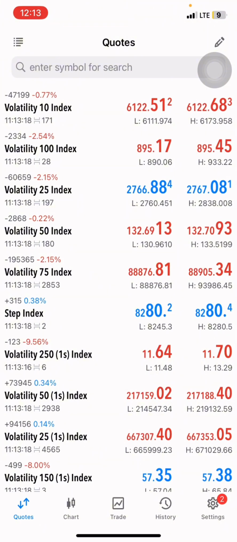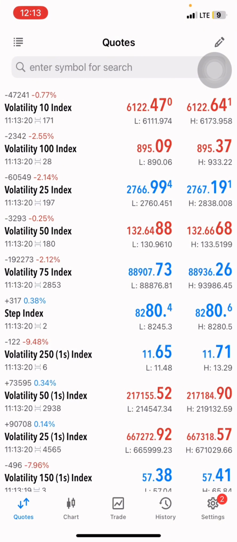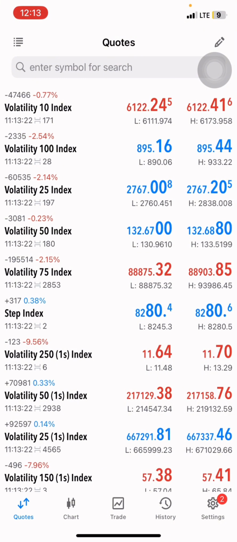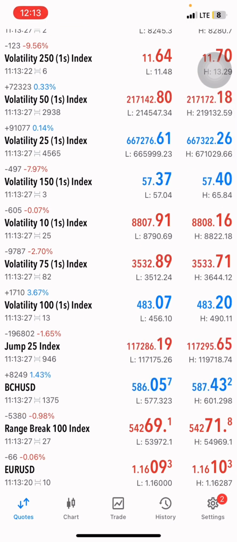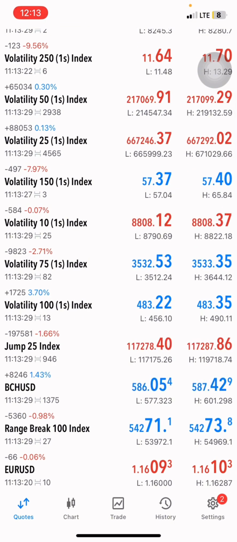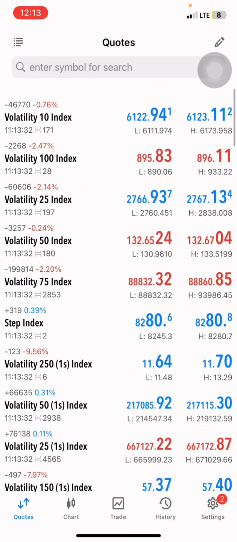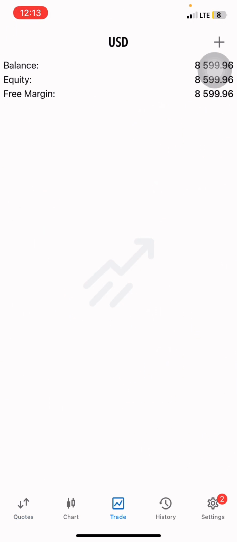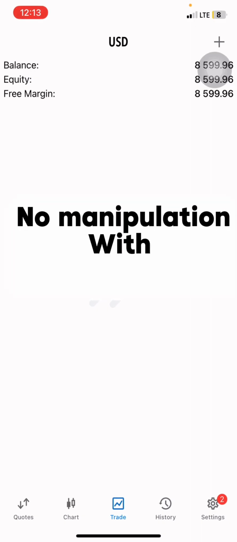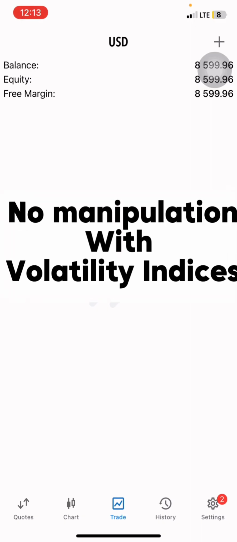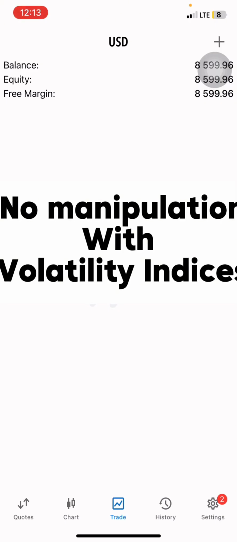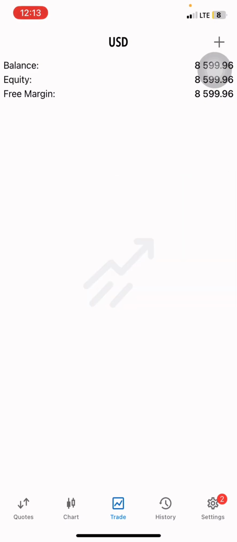Now, like I said, these intensities are controlled by an algorithm that is powered by the broker, and this algorithm is constantly audited by authorities to make sure it's fair, that it's not tampered with, and that everything is constant. There is no manipulation. When you're trading the forex market, things like big banks manipulating the market and liquidity grabs are not rampant in volatility indices.